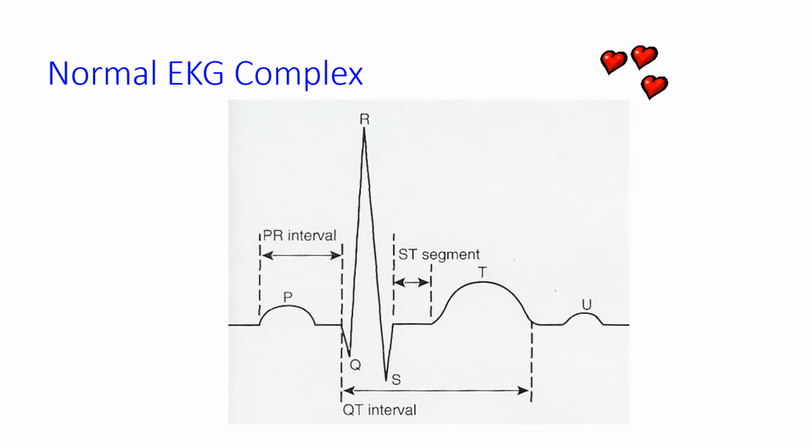So a normal EKG complex consists of a P, Q, R, S, and a T. That is your basic for everything we will do in this course. And we're going to talk about each one of them and what it means.